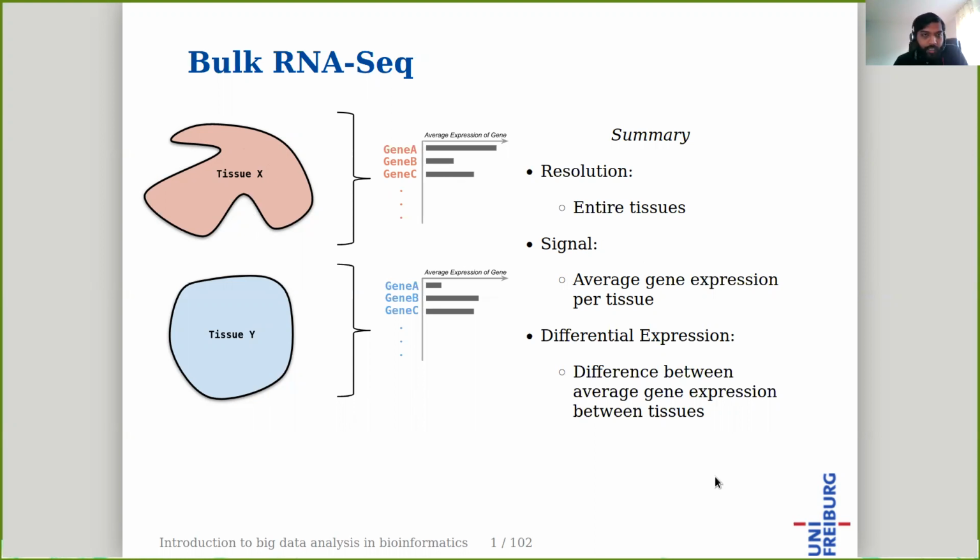For the differential expression analysis, you take another tissue and do a similar sample preparation, and then after sequencing, use normalization methods such as DESeq2, and then look for the differentially expressed genes that show on average different expression levels between these two tissues.